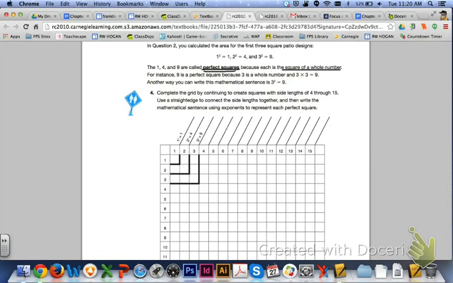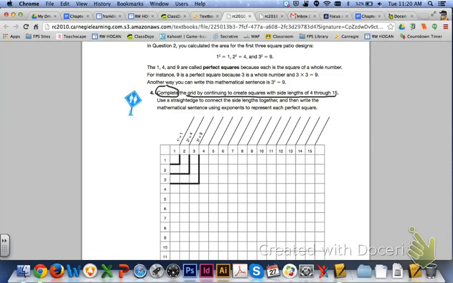At the top of page 475, it says in question 2, you calculated the area for the first 3 square patio designs. 1 squared is equal to 1, 2 squared is equal to 4, and 3 squared is equal to 9. The 1, 4, and 9 are called perfect squares because each is the square of a whole number. For instance, 9 is a perfect square because 3 is the whole number, and 3 times 3 is 9. Another way you can write this mathematical sentence is 3 squared is equal to 9.